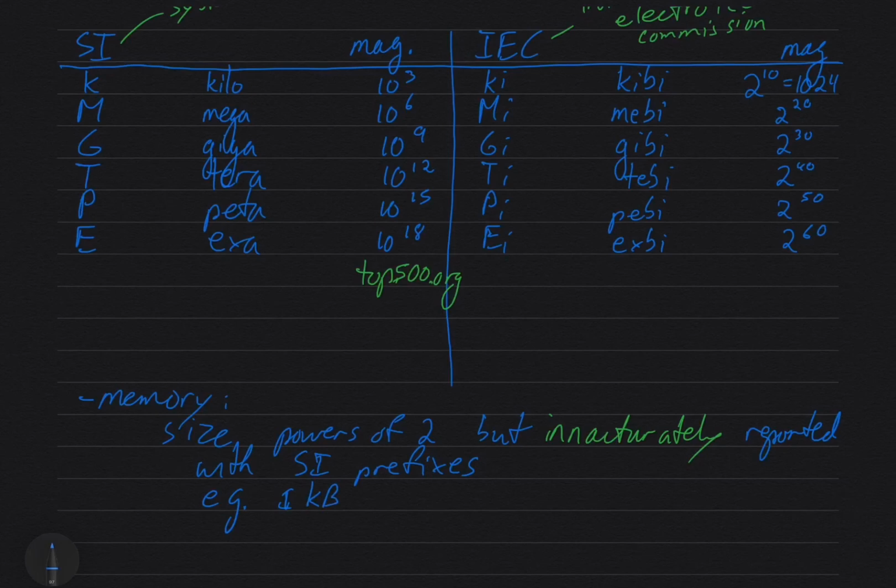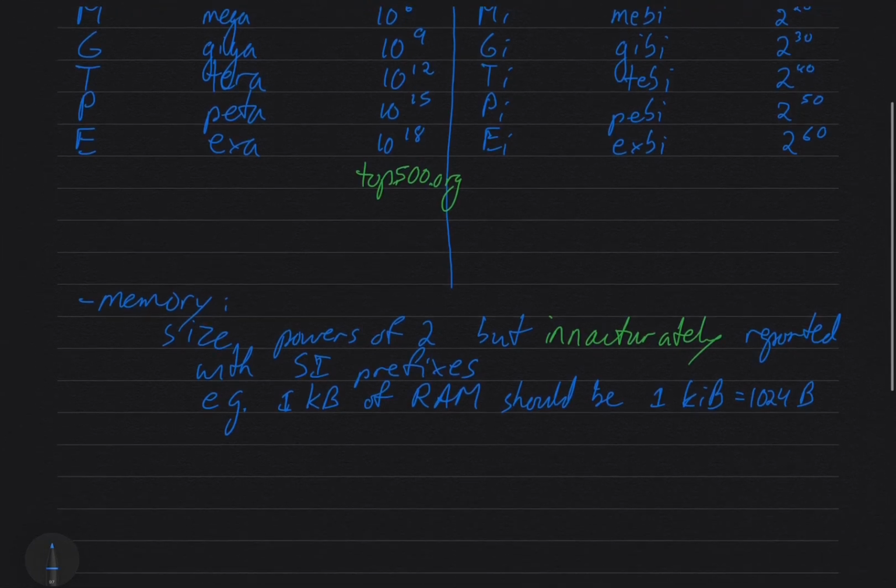So what I mean by that is 1 KB or kilobyte of RAM should actually be 1 kibibyte, which equals 1024 bytes, because that's just the way memory hardware works. It doesn't work in powers of 10. The addressing is always taking the address as a binary number, and it works better.